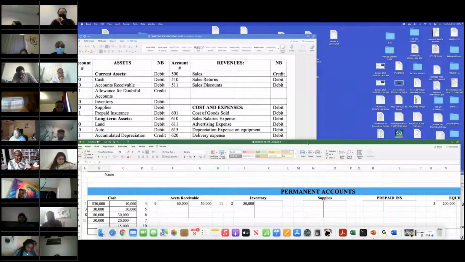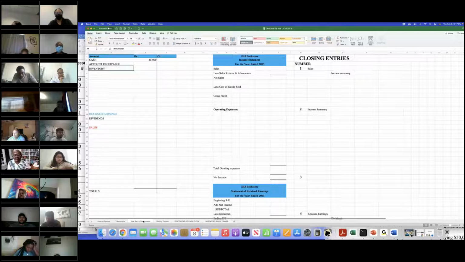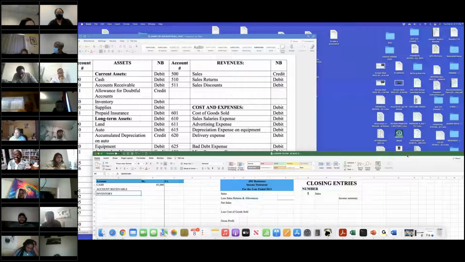So now everybody is working on the trial balance. All right. My bad, y'all. There you go. Okay. Everybody is now working on the trial balance.